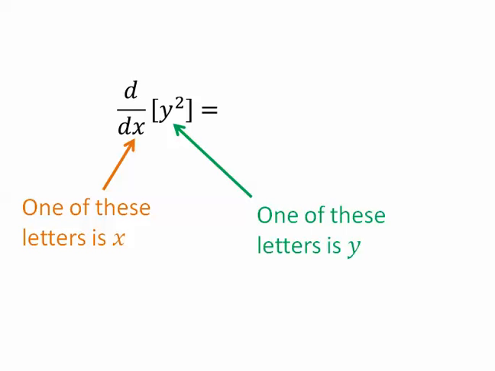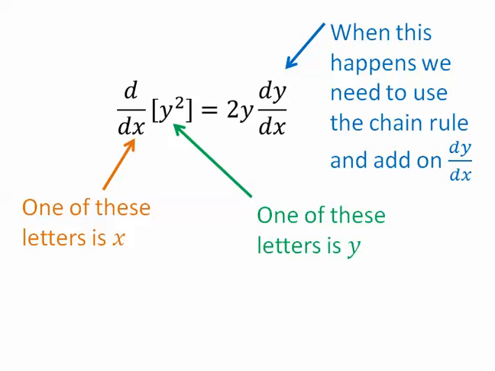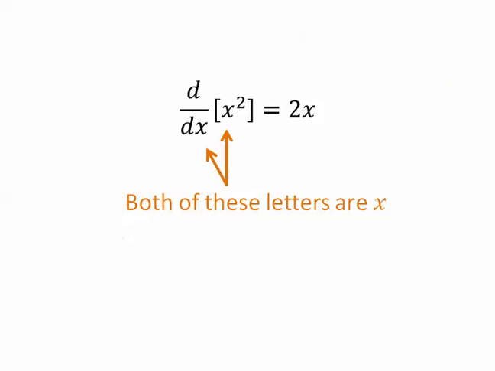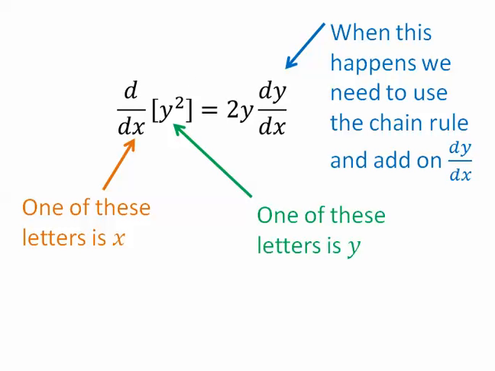What about the derivative not of x squared, but of y squared with respect to x? Notice how the letters do not match up. When that happens, you need to use the chain rule. So you'd have the 2y, but then you need dy/dx. You only do this when the letters do not match up. Here, the letters do match up. Here, the letters don't match up.